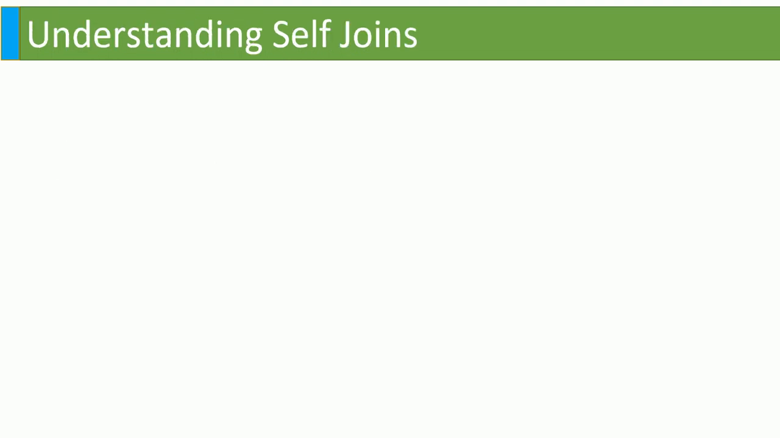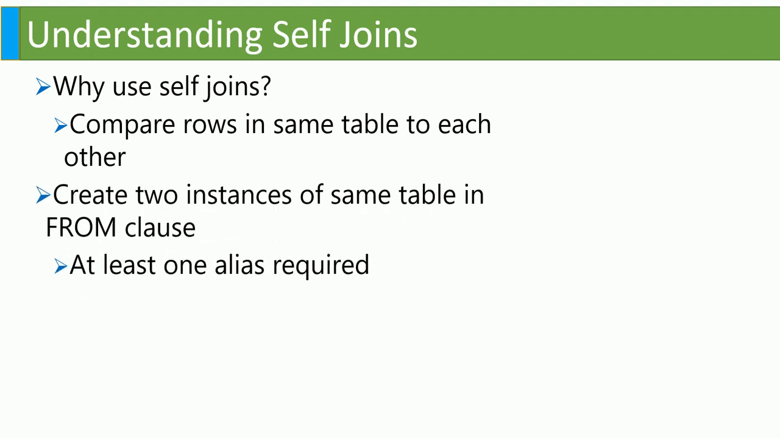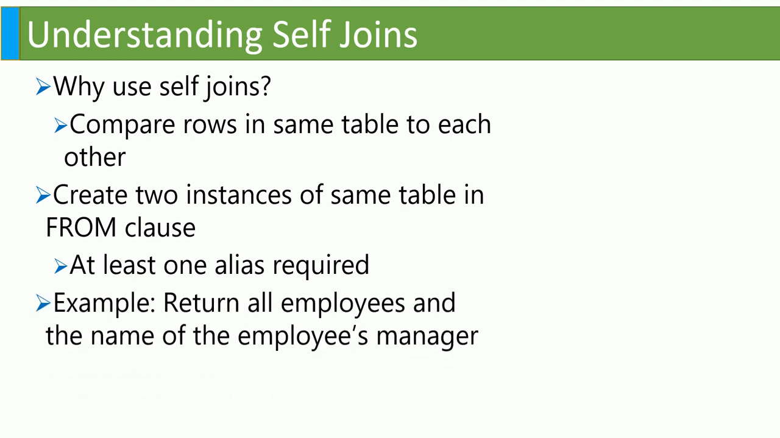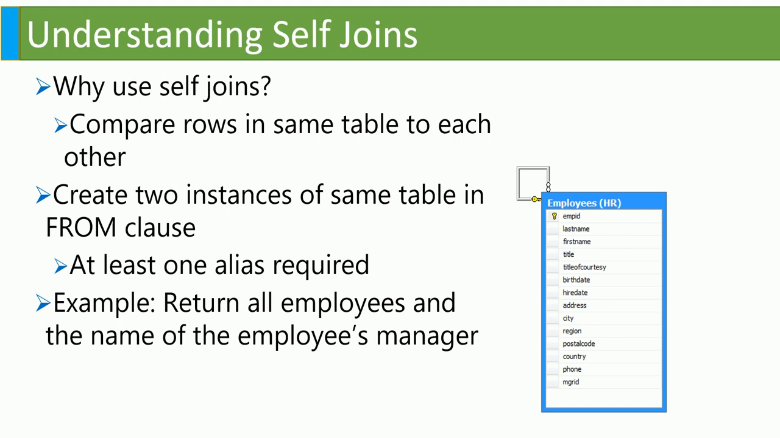Now understanding the self join. Why use the self join? To combine rows in the same table to each other. Create two instances of the same table in the FROM clause, and at least one alias is required. Example: return all employees and the name of the employee's manager. And finally the data will look something like this.